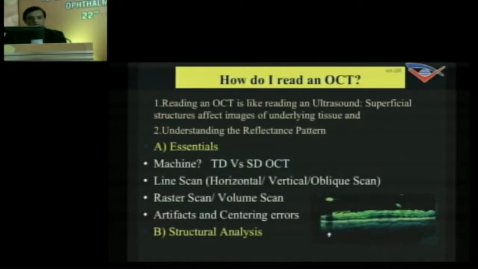Now, how do you go about reading an OCT? You read an OCT just like an ultrasound. The superficial structures which are present affect the underlying tissue. So you need to understand that, and you need to understand the reflectance pattern. You need to know which machine the OCT has been taken on, whether it's a time domain or SD-OCT, and whether you have a line scan, whether it's a horizontal scan, vertical scan, or oblique scan, a raster scan or a volume scan.